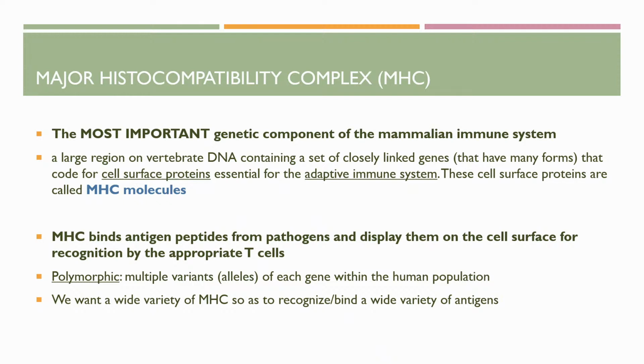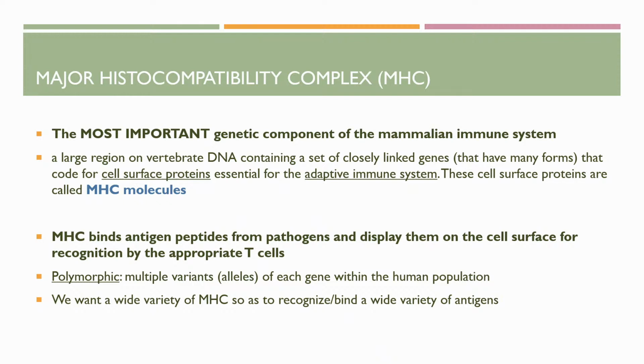Remember we talked about the CD4 receptor on T helper cells and the CD8 receptor on cytotoxic T cells. MHC binds antigen peptides from the pathogen and displays them on the cell surface so that the appropriate T cell, whether it's the CD4 receptor or the CD8 receptor, can then bind to that antigen. So MHC is what's binding the antigen. I just told you that antigen-presenting cells can present antigens to T cells, and now I'm telling you that MHC molecules bind antigens and give them to T cells. So let's link that all together.